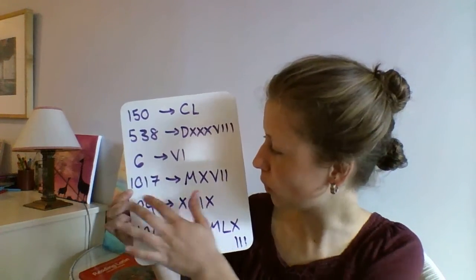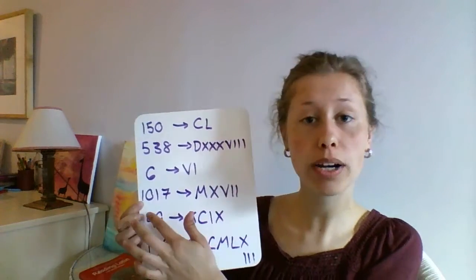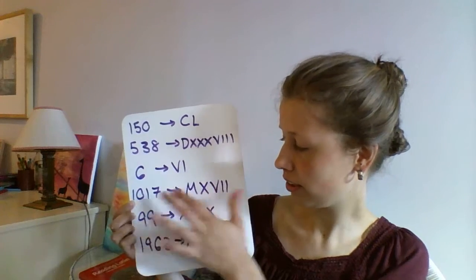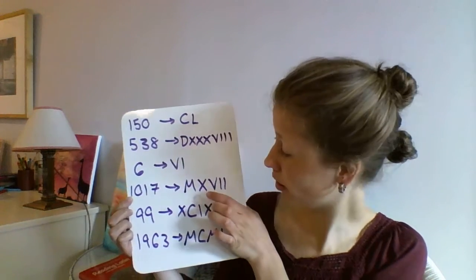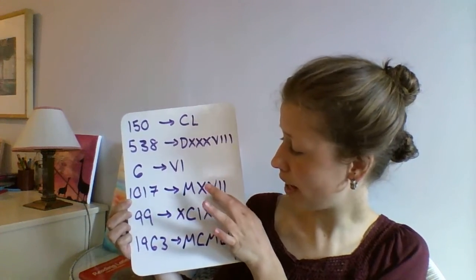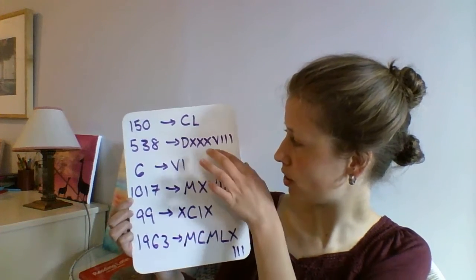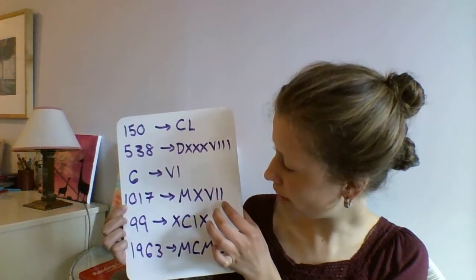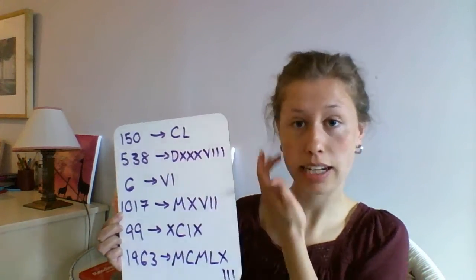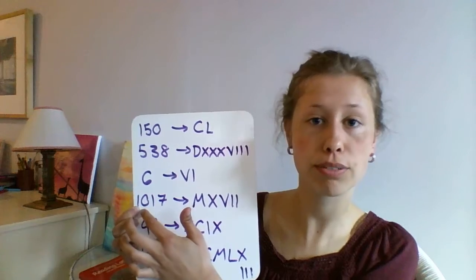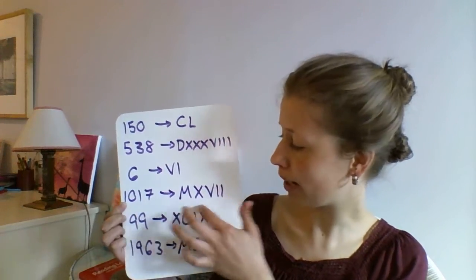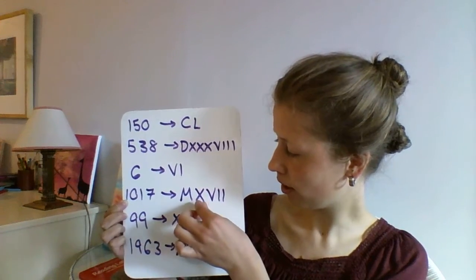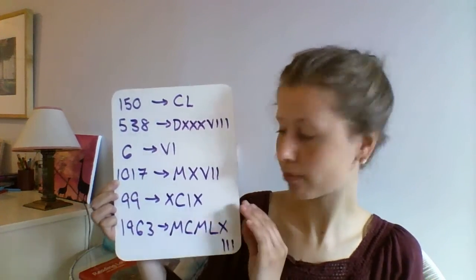So next we have 10,017. So 10,000 is M, and then 17, you have 10, X, and then 7 is VII, just like 8 was VIII. So 5 plus 2 is 7. So it's nice because unlike in Arabic numerals, you don't have to put in this random 0. You just add up enough letters to get to 10,017. So you have 1000 plus 10 plus 7.